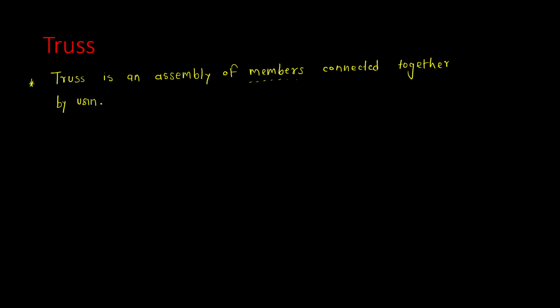So truss is an assembly of members. Okay, so it is an assembly of members. Now these members are connected by what? These members are connected together by using either bolts or welds.